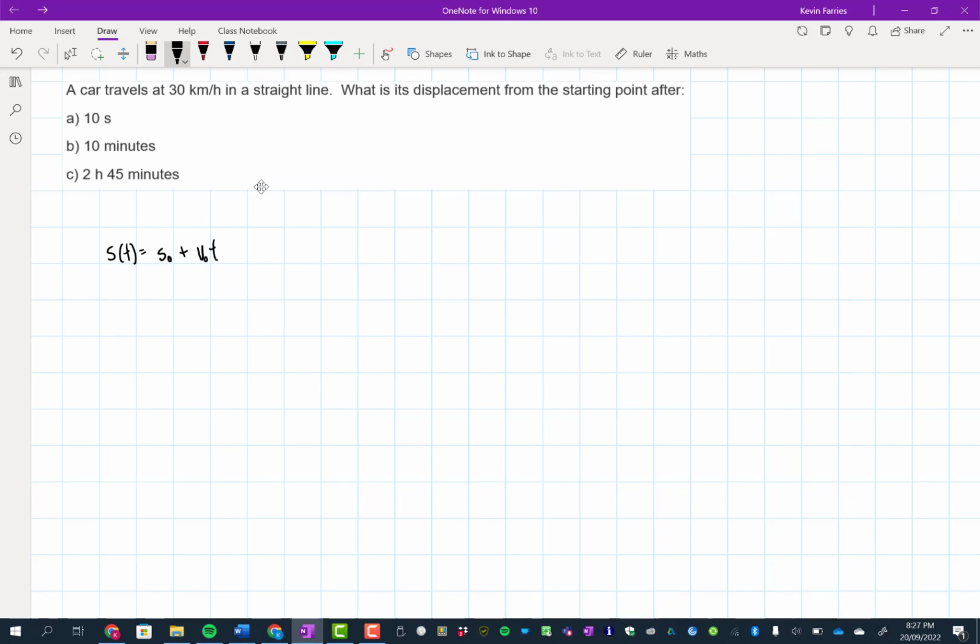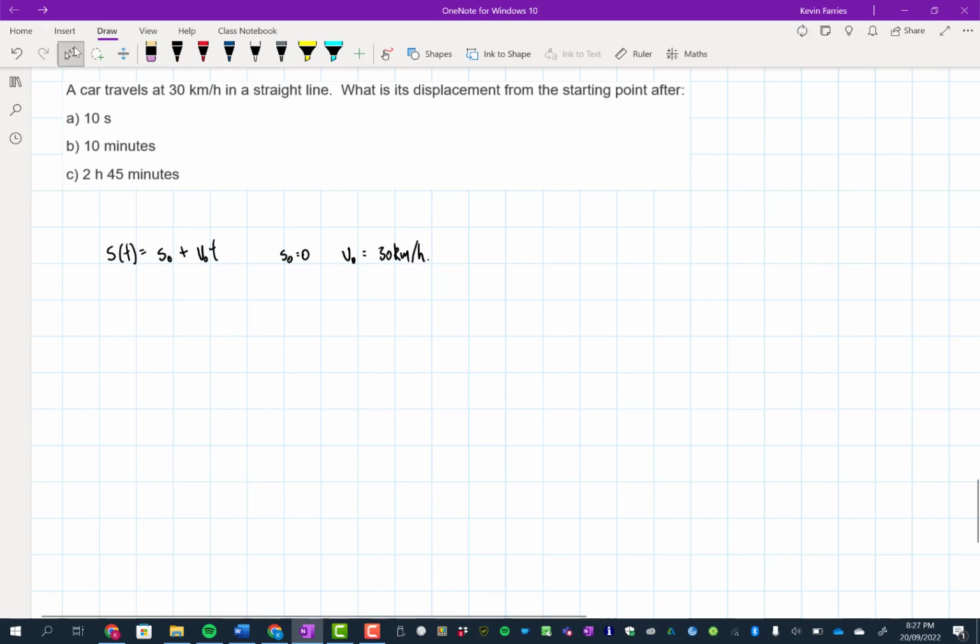Okay, so in our case, what's the displacement of the car from the starting point? We're talking about a starting point, so therefore that initial displacement is just equal to 0. A bit of a trivial problem. V naught is just the velocity, which is equal to 30 kilometers per hour.